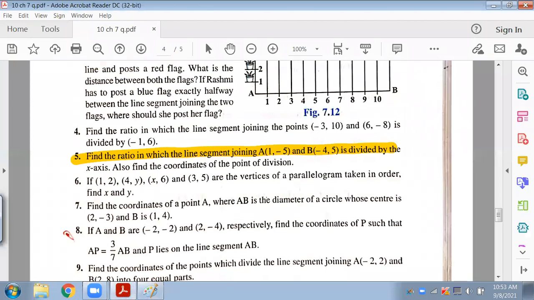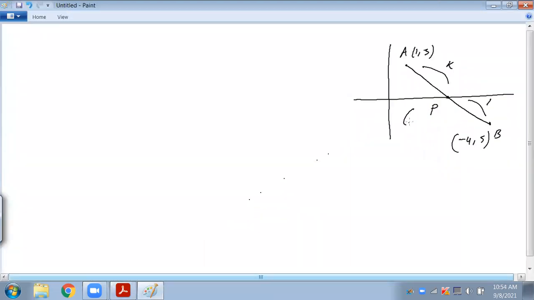And you have to find the coordinate of the point of division. That means you have to find the coordinate of the point P, and we'll take it as x comma something. Since the x-axis is dividing the line joining these 2 points, the point P is on the x-axis, so the y coordinate will be 0. It is a rough diagram for your understanding only. It is not an actual diagram.